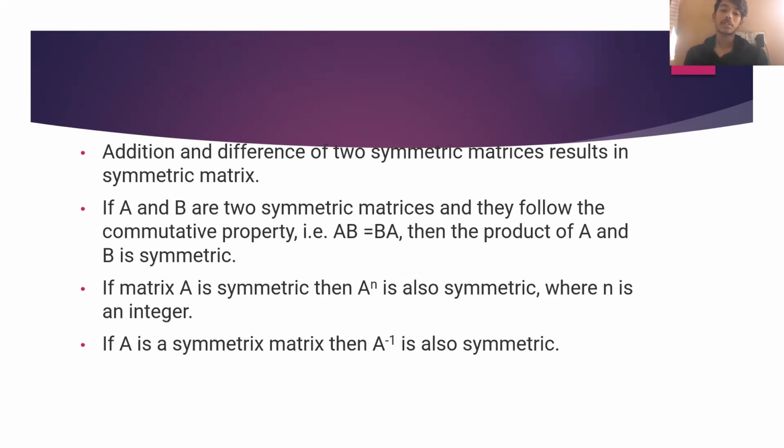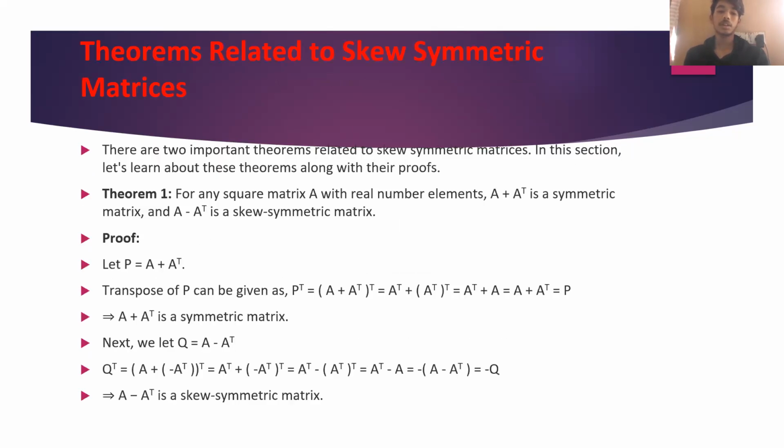Addition and difference of two symmetric matrices results in a symmetric matrix. If A and B are symmetric matrices and they follow the commutative property, for example AB equals BA, then the product AB is symmetric. If matrix A is symmetric, then A power n is also symmetric, where n is an integer. If A is a symmetric matrix, then A inverse is also symmetric.